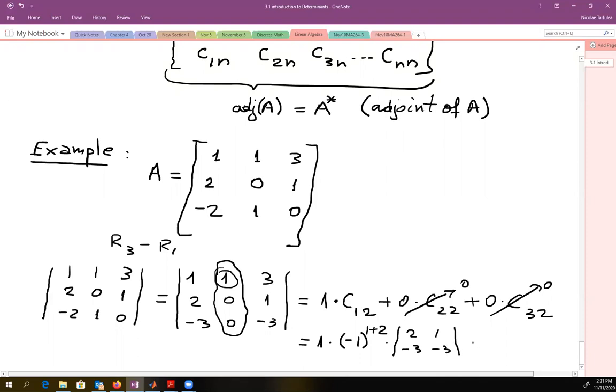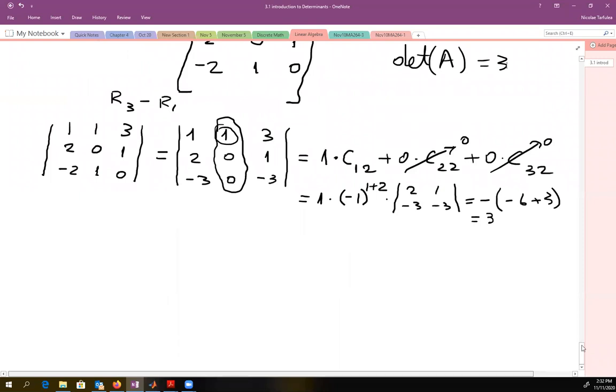Okay, so I think we are in good luck today. So this is 1 times -1, well, to the 3 is -1, so this is negative. And here this determinant is -6 plus 3. Okay, so this was a good choice. In the end, we get the determinant equals 3. So the determinant of this A is 3. Did you get the same? You can compute it in many other ways. I mean, this is just one way to compute the determinant.